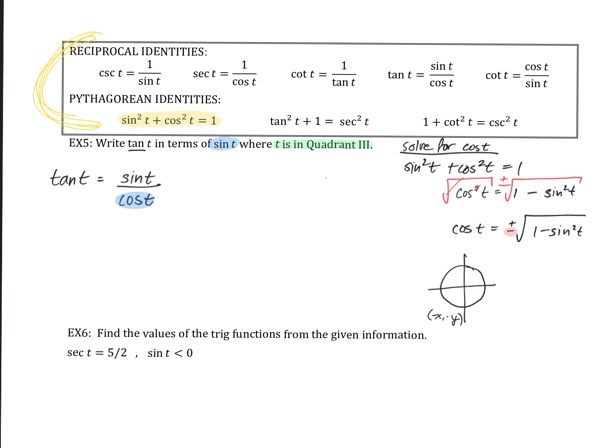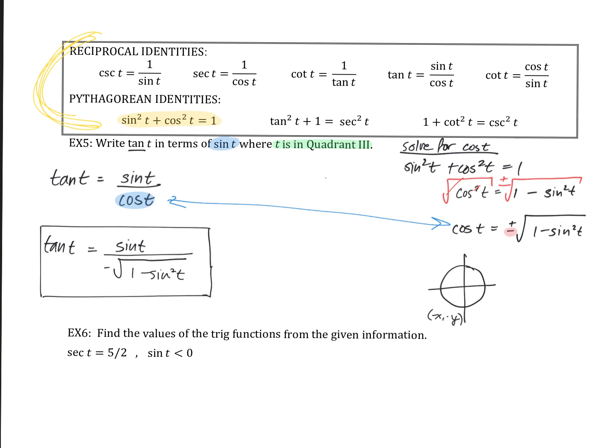Now we can do the swap. Okay, let's go ahead and swap these out. And we have tangent of t is going to equal sine of t divided by negative root 1 minus sine squared t. Okay, so you might be asked to rationalize this, and if you were, you could go ahead and do that. Right now we're going to pause with the rationalizing. Just wanted to show you this part, so we're not going to rationalize for this problem. And there we have our answer.